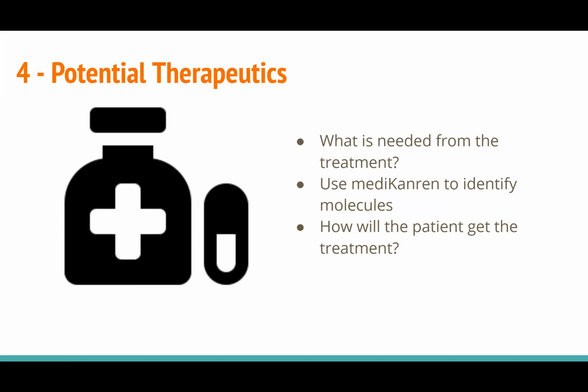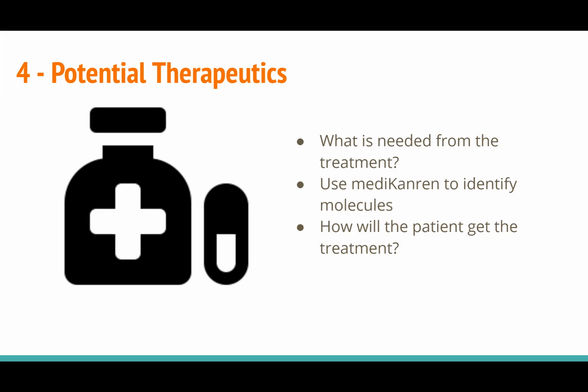So for the fourth step, we understand the potential therapeutics that we could use to treat the patient. So we can do things like upregulate or downregulate genes, substitute proteins, or restrict proteins in order to target this pathway. And we use a program developed by UAB called Medicanrin, and it helps us identify molecules that can do these actions, but it's very important to vet the results because not all the treatments that the program provides are feasible to give to a patient.